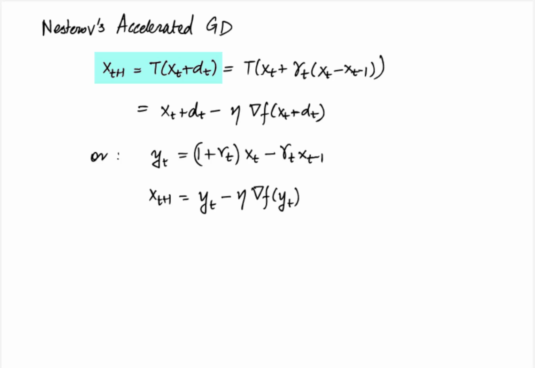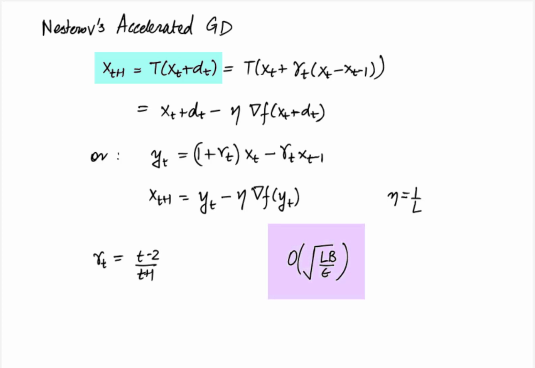Whereas in the gradient descent, we can choose eta to be 1 over L, the choice of momentum parameter is not as straightforward. One possible choice is gamma t equal to t minus 2 by t plus 1. As we already stated, Nesterov's accelerated gradient algorithm achieves the oracle complexity of order square root of LB by epsilon. As already mentioned, this is significantly better than the order 1 over epsilon rate achieved by gradient descent.